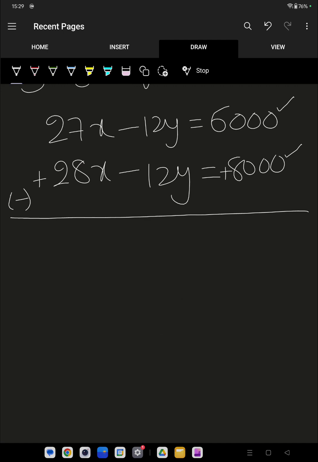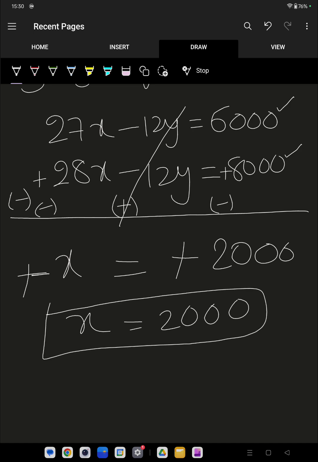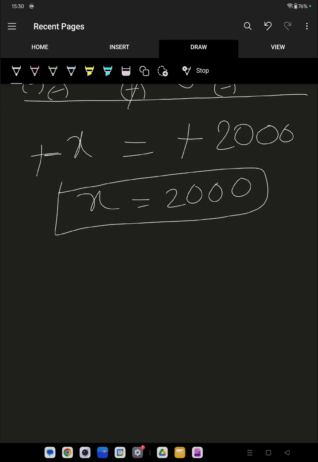If I want to subtract, then I'll change this plus to minus, and here it will become plus, and here it will become minus. 27x minus 28x will become minus x, and minus 12y plus 12y cancel, is equal to 6000 minus 8000, which is minus 2000. Minus minus cancel, x is equal to 2000. So we found that x is 2000.